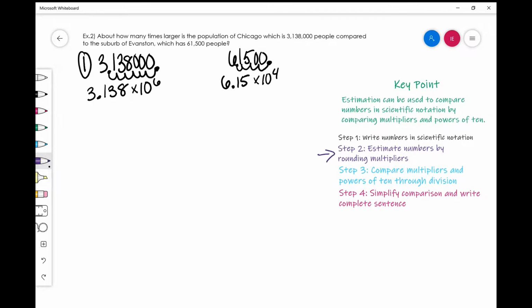Step 2, which is going to be to estimate our numbers by rounding our multipliers. So again, I have for my first number 3.138, and I want to round that to a whole number, which means I should round down so that I just have 3 times 10 to the 6th. For my second number, I have 6.15, and again, I want to round those numbers, and I'll round down to 6 times 10 to the 4th.